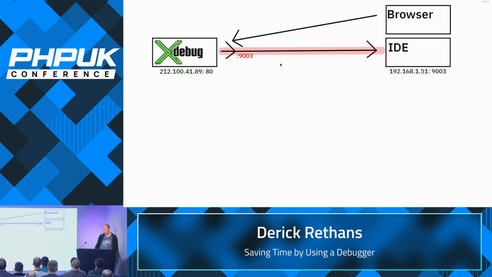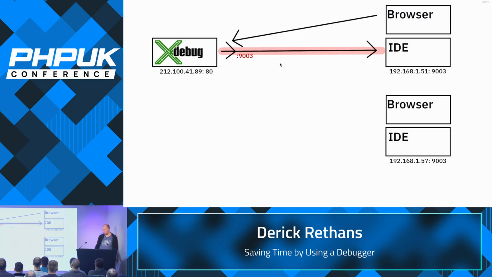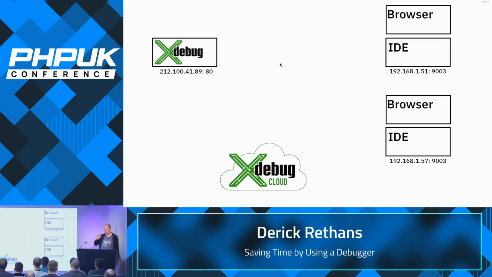But now what happens if you have more than one developer here? Because what you can't do is make another SSH tunnel listening on the same port. You can't do that because you can only listen on one port at the same time. So this doesn't work. This is where Xdebug Cloud comes into play, which is a way of basically, what happens here is that the IDE tells Xdebug Cloud, hi, I'm this name. So it knows where to forward connections to.